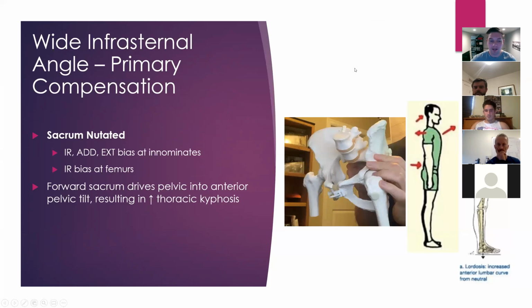Okay, so we kind of know this already, but I wanted to hit it just to review. The wide is going to be biased towards a nutated sacrum. They're going to have a greater degree of lumbar lordosis and therefore thoracic kyphosis. They're going to have an IR bias at their femurs, and because of this compression they have posteriorly, they're going to have a lot of expansion anteriorly within their ISA especially.